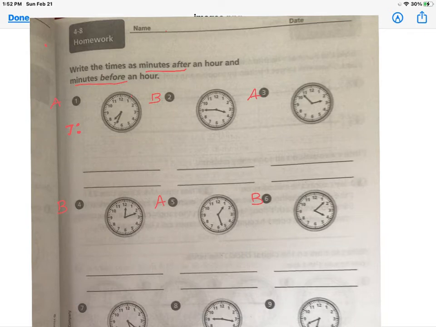So I'm going to count 5, 10, 15, 20, 25, 30. I'm going to stop right there, okay? Because I can see that it's right before 35. It's 1 minute before 35, so it's 7:34. Okay, now remember we said we were going to write it the after way. So we're going to say the minutes after. So how many minutes after? So it's 34 minutes.